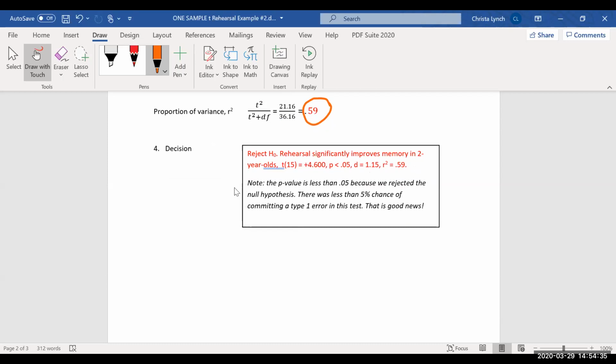So here's another note. The p-value is less than 0.05, right? Less than, because we rejected the null hypothesis. What it's saying to us is that there was less than 5% chance of committing a type 1 error. In other words, there was less than 5% chance of rejecting the null hypothesis, or saying there was a treatment effect, when in fact there really wasn't.